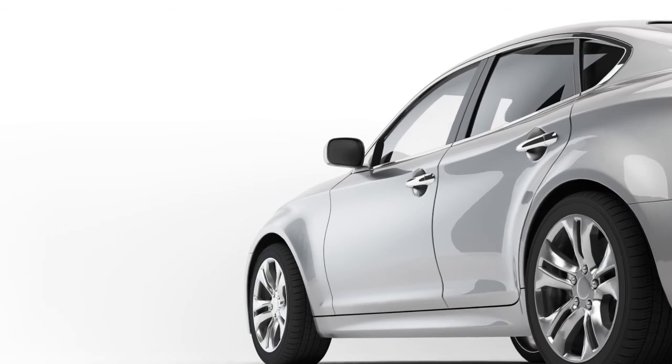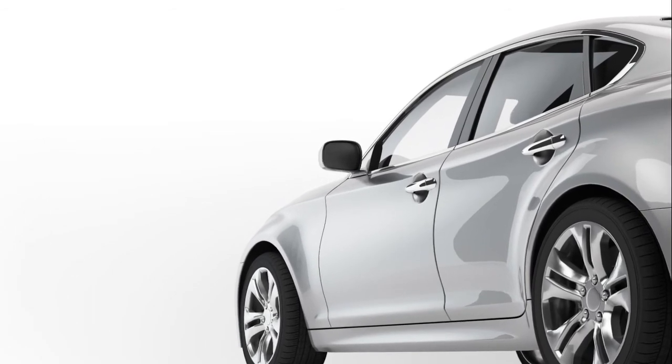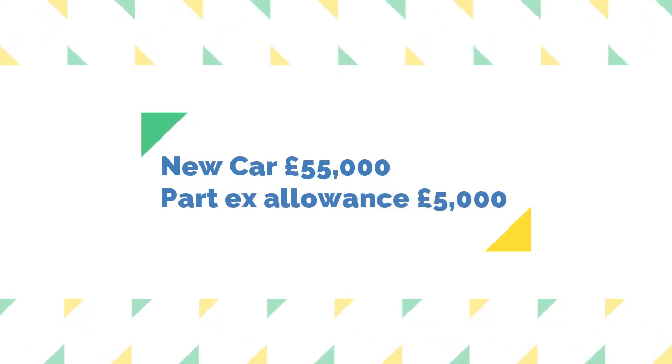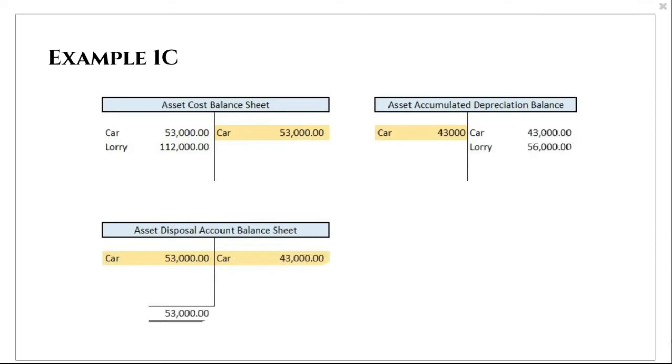And we found a car for £55,000 that we want to purchase. Now the supplier has said that they'd be willing to part exchange the car that we've currently got for £5,000. So we know that the car is going to cost us £55,000. We've now got the part exchange of £5,000, and what we need to now do is post those journal entries. So the first thing I'm going to do is credit the asset cost balance sheet by £53,000 to remove that car, and I'm actually going to debit what we call the asset disposal account on the balance sheet.